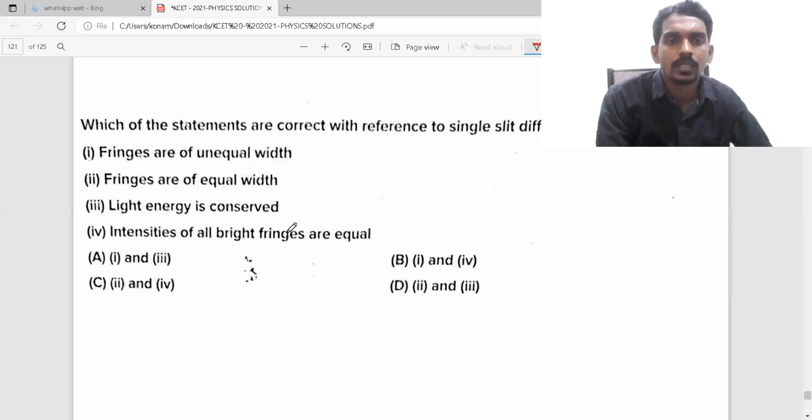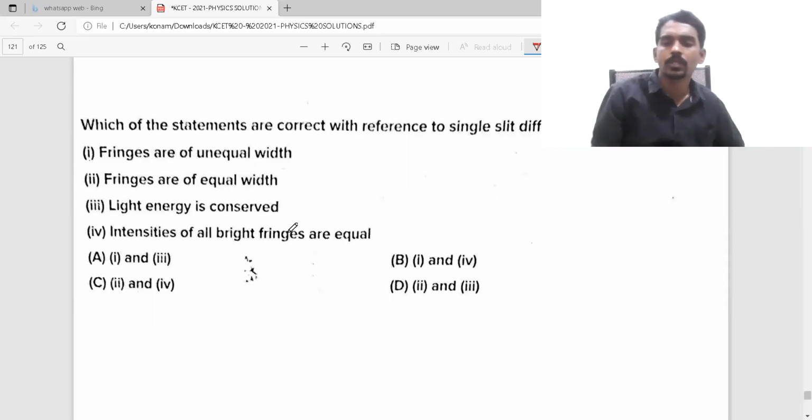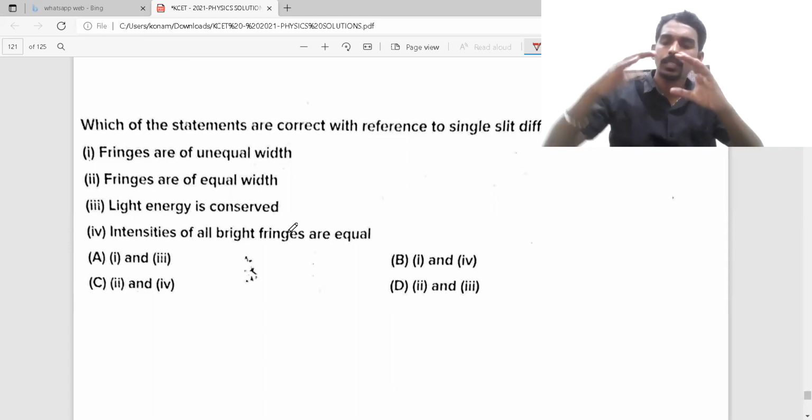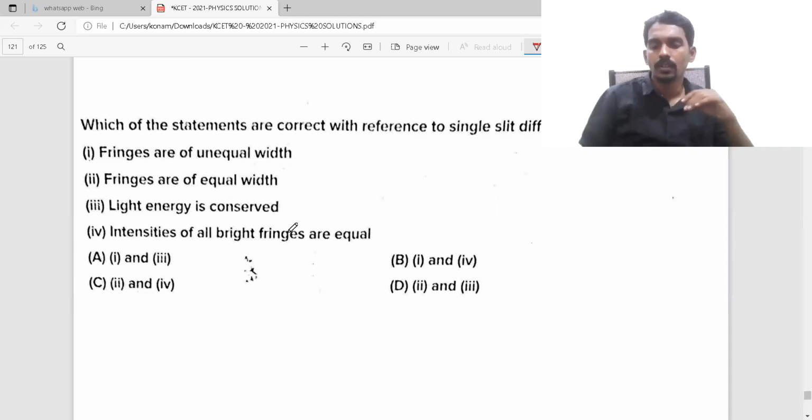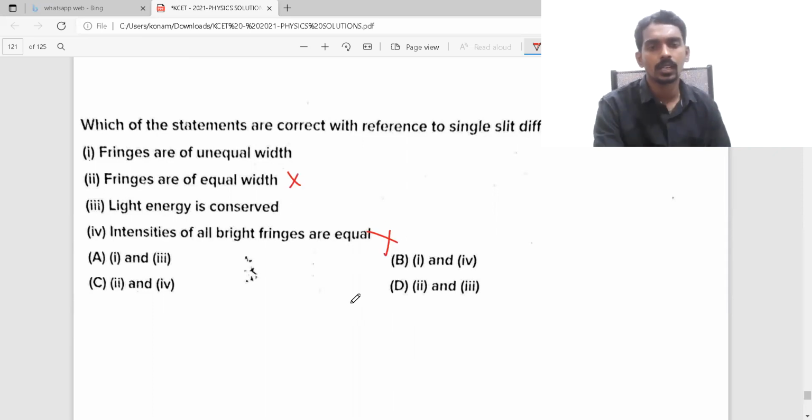Now, which of the statements are correct with reference to single slit diffraction? Diffraction pattern means central maximum, then as you go down or go up, the width of each secondary maxima decreases, and the intensity also decreases. So fringes are of unequal width: yes, it is correct. Fringes are of equal width: wrong. Light energy is conserved: yes. Intensities of all bright fringes equal: wrong. So 1 and 3 are correct.